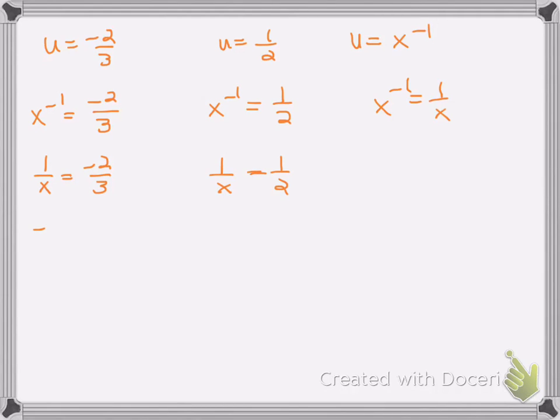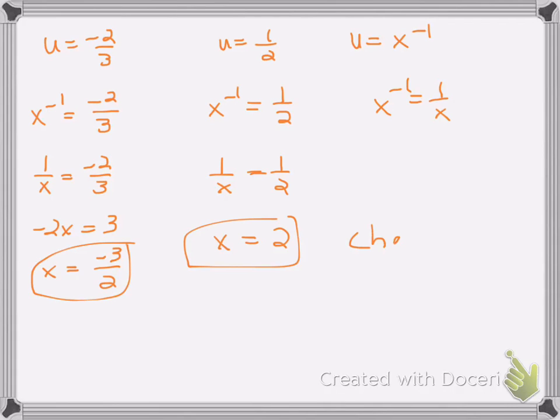Well, these are just two fractions equal to each other. You know how to solve these. You see it, you do it. So I'm going to go ahead and do some cross multiplying. I end up getting negative 2x is equal to 3, which means x is equal to negative 3 over 2. And then I cross multiply the other side, and I get x is equal to 2. So you rewrite your negative exponent as a positive exponent, you do some cross multiplying, and then you just check to make sure that they both work. You're going to find out that both of these answers, negative 3/2 and 2, work.